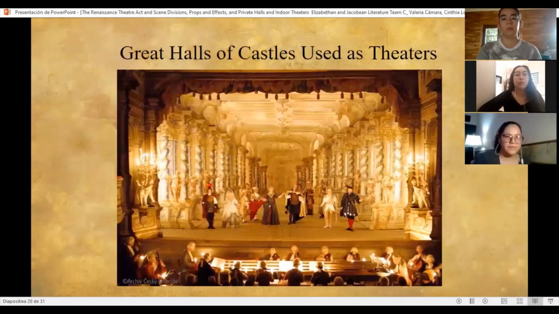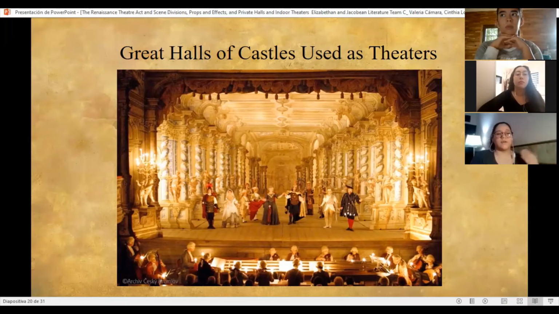The Renaissance dramatists had to keep in mind the private halls and the indoor theaters that took pride of place. In addition to the private halls and indoor theaters, we have the Great Hall and the manor houses. The Great Hall was a social administrative hub. This one evolved to be a place where people could have banquets, courts, and presentations of plays.